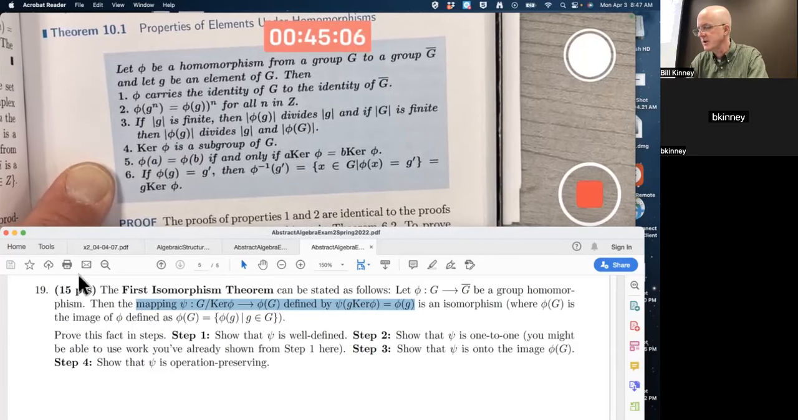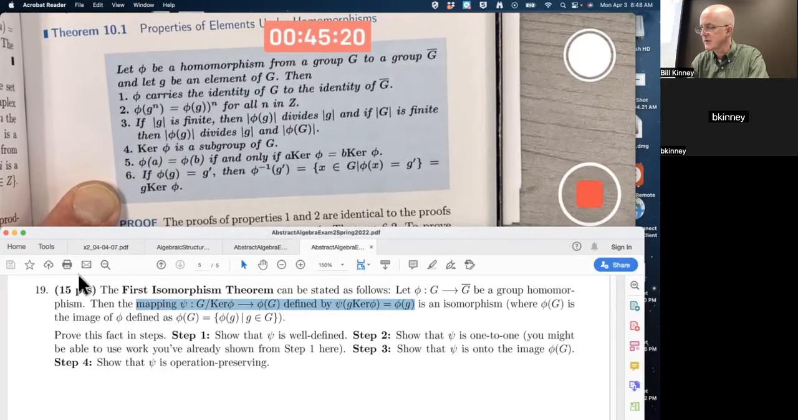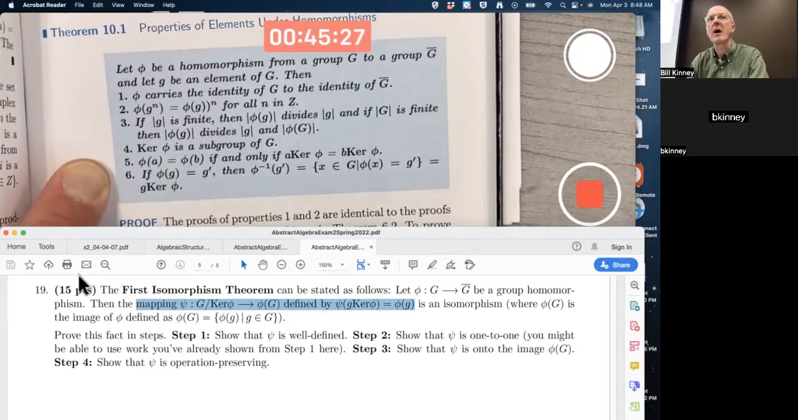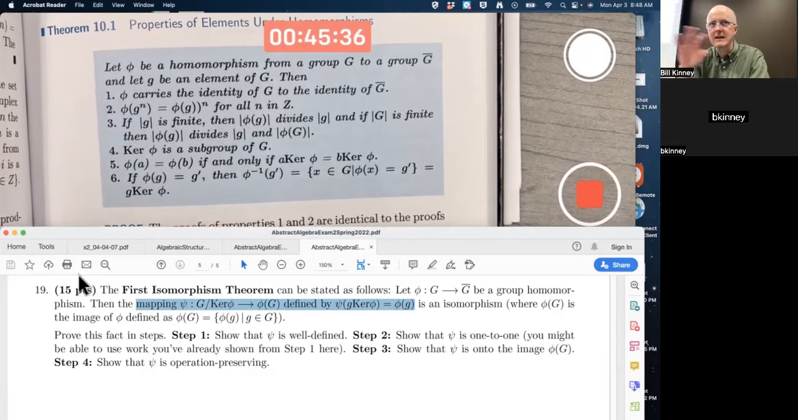Property 5 you should be able to do. It's properties of cosets and the meaning of kernel. Property 6, the one we used in the first problem today, you should be able to prove that too. If you look at the book's proof, they use property 5. So probably if I put property 6 on the exam, I would say what property 5 is, and would say you can use this property.